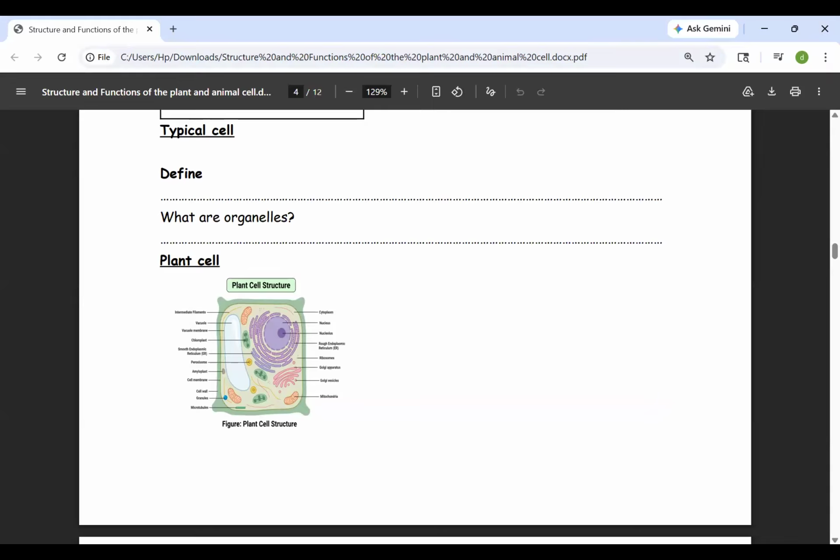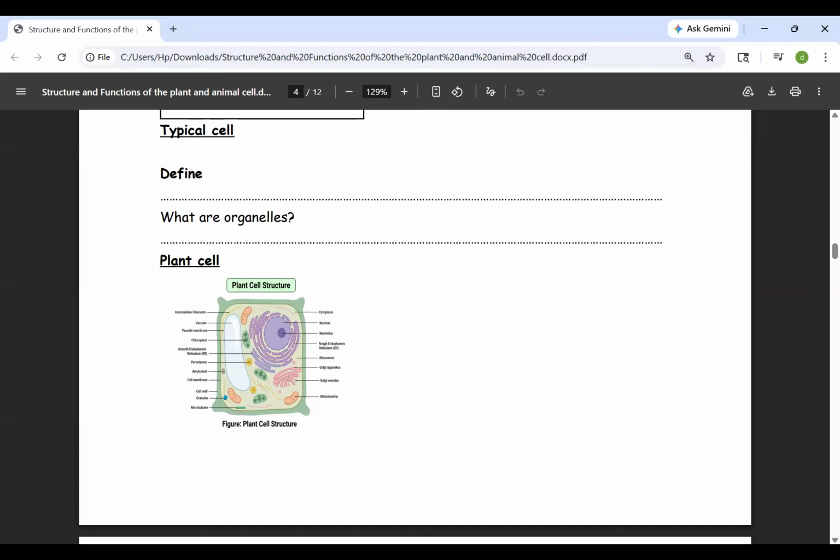The question they are asking is: what is the meaning of the word typical cell? Just tell me, have you found the answer for the word typical? The cell prepared by including all the organelles is known as the typical cell. Yes, that is true, very good. A typical cell is a kind of cell that represents all the organelles.